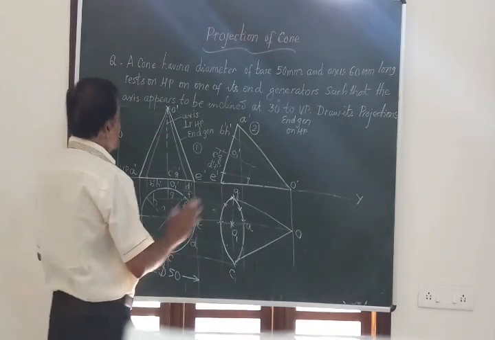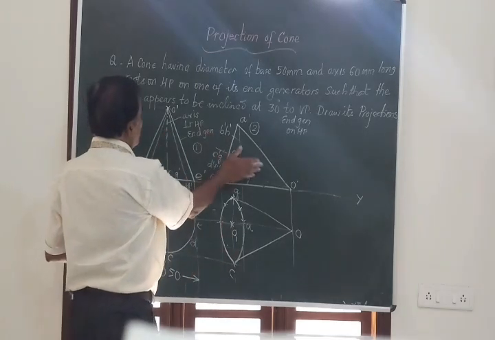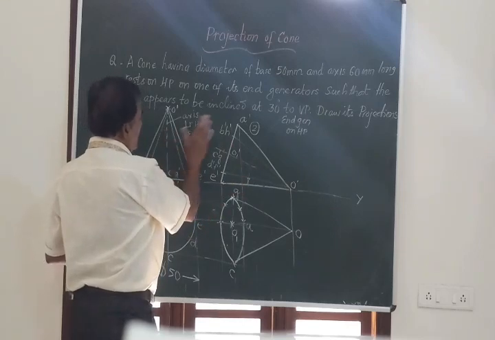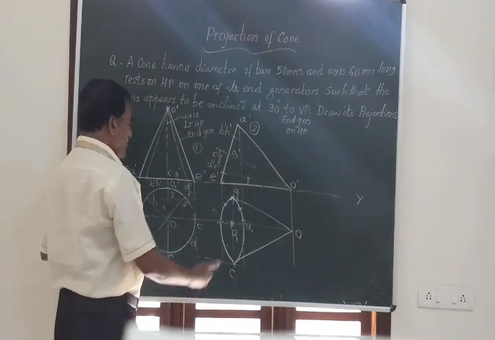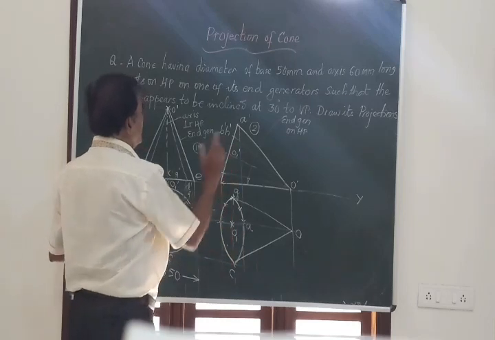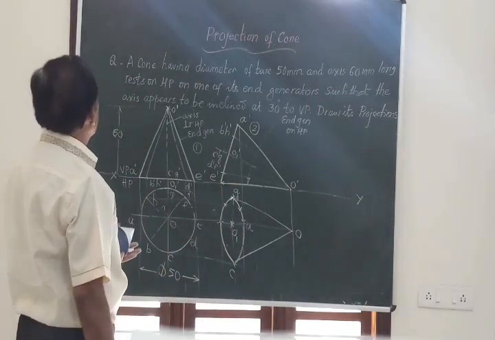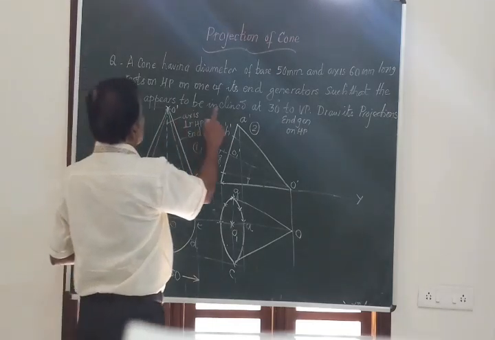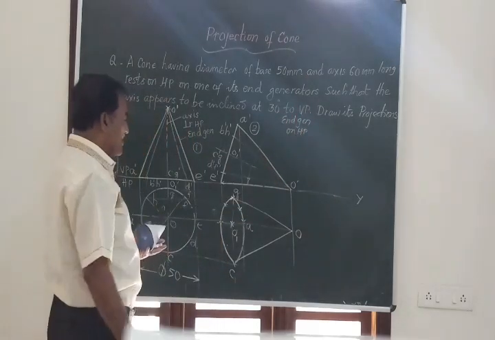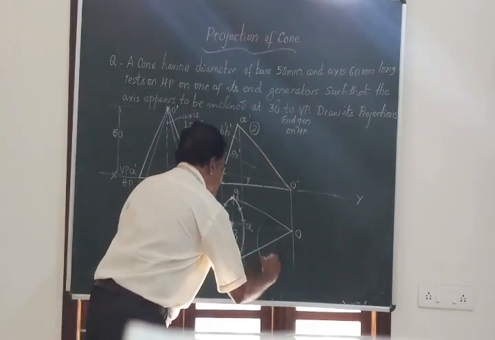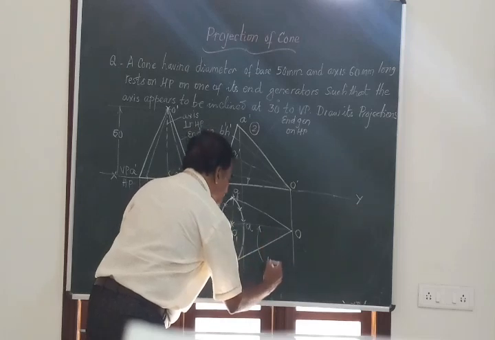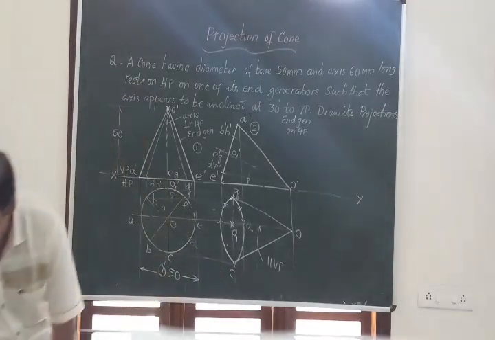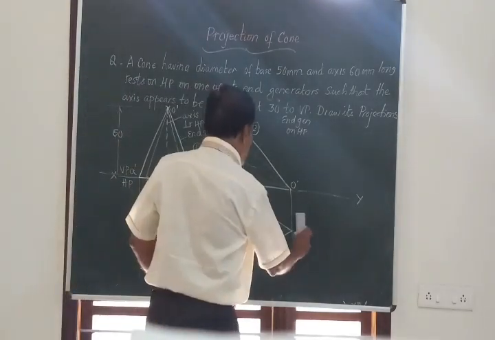So friends, again, just to remind you, figure number 1 and this figure number 2 are identical. Whatever dimensions this figure has, the same is now transferred here. Now you have got the top view for the second position of the object. He says, draw the projection so that the axis appears to be inclined at 30 degrees to VP. Friends, I will mark here for your information. This is axis OO1, this is parallel to VP. But he says it has to be at an angle of 30 degrees to VP. It appears to be inclined.